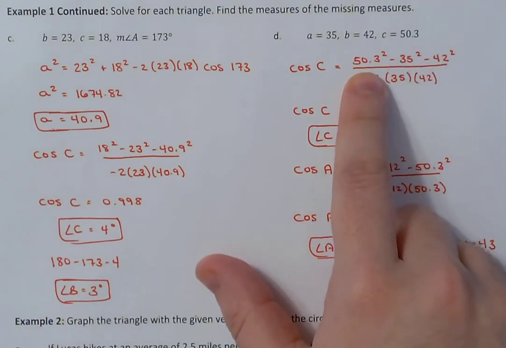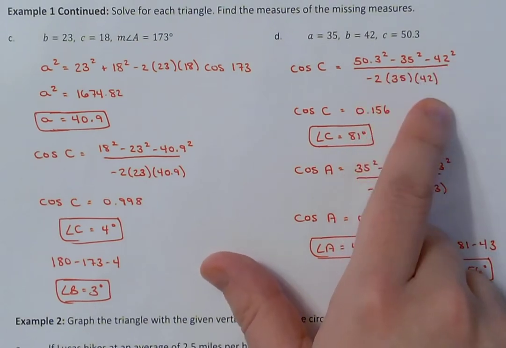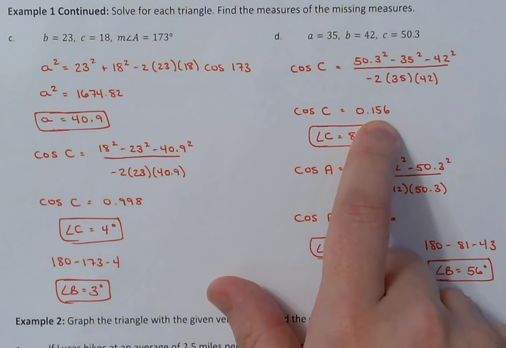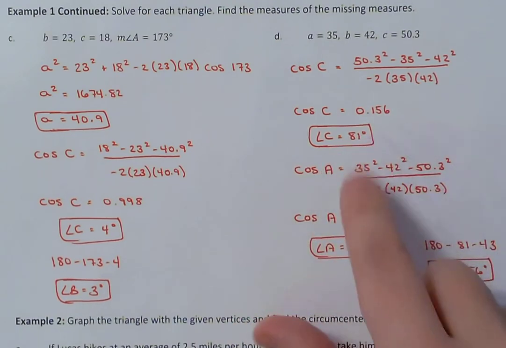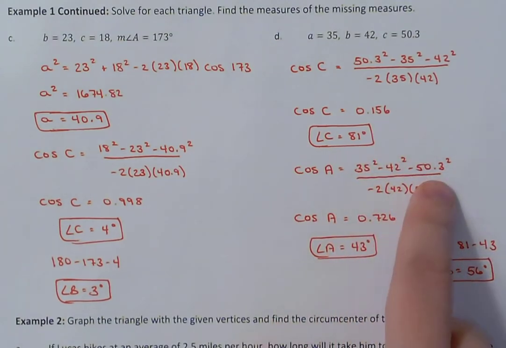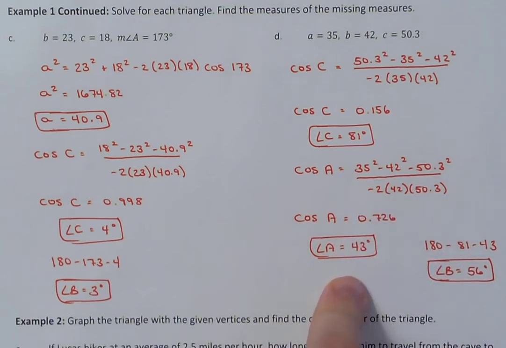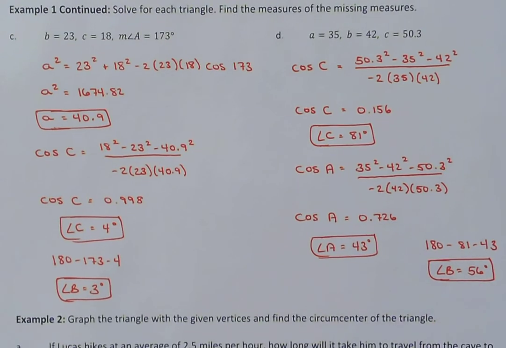So you do c squared minus a squared minus b squared all over negative 2ab. You get a result. Take the cosine inverse. That tells you an angle measure. Run through that again for another angle. So a squared minus b squared minus c squared all over negative 2bc. Cosine inverse, we get angle A to be 43 degrees. And then we can use triangle angle sum theorem to figure out the measure of angle B.